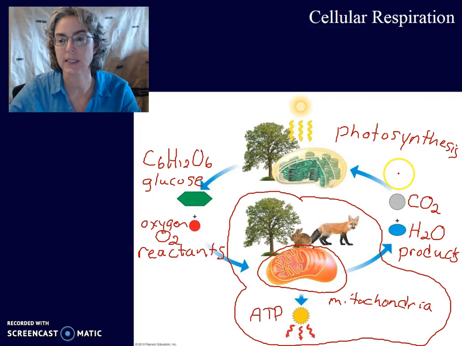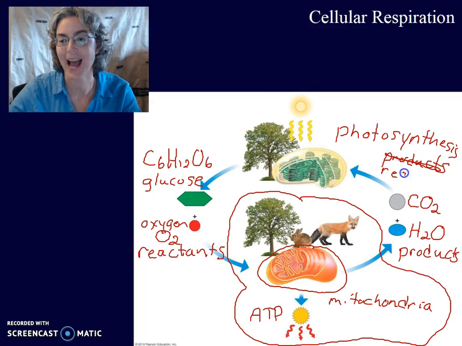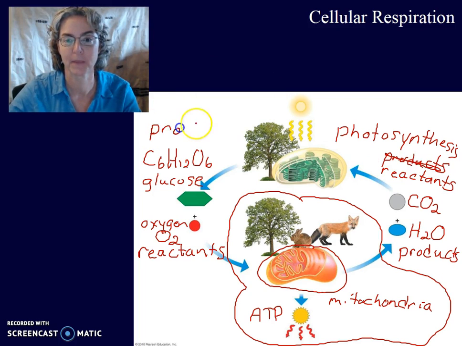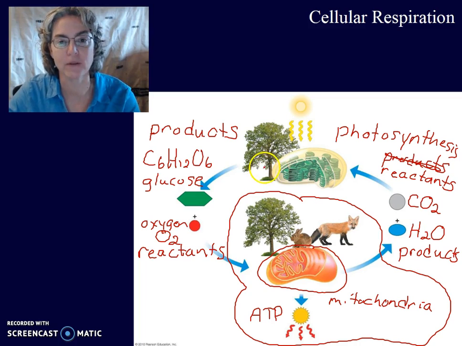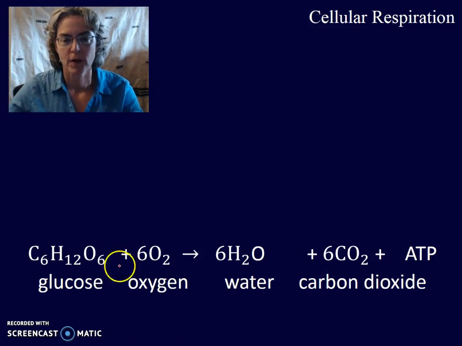But for photosynthesis, it's reversed. So these are now the products of photosynthesis. And these are the reactants of photosynthesis. And these are now the products over here of photosynthesis. Okay, but we're going to talk in more detail about this process, cellular respiration.